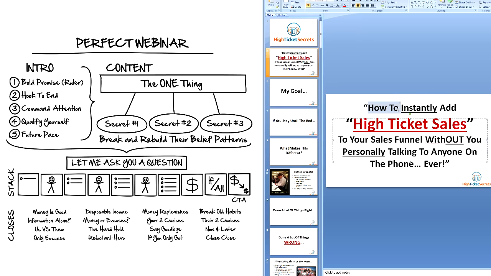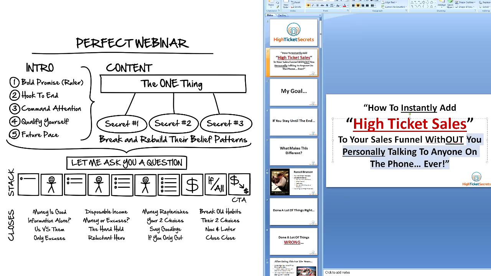Okay, so for the audience I was talking to, they all want high ticket sales. Everyone online right now is talking about high ticket sales. So how to instantly add high ticket sales to your sales funnel. Okay, that's what they want. But what do they not want? Okay, for my audience, they don't want to pick up the phone. So you do that without personally talking on the phone to anyone ever.